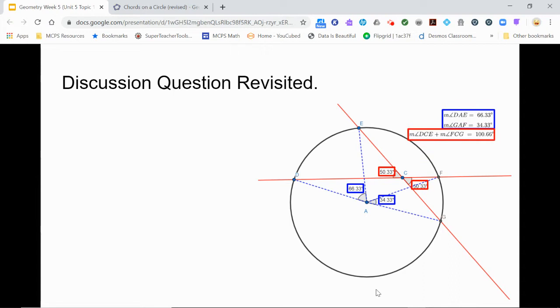In this case, 100.66 degrees. Since the vertical angles have the same measure, in this case 50.33 degrees, the measure of each vertical angle is half the sum of the measures of the central angles.